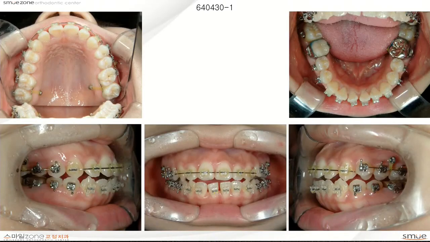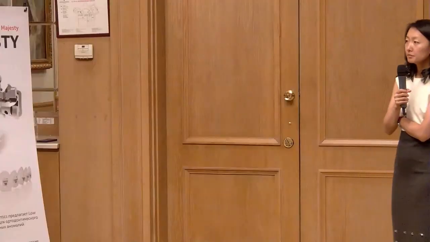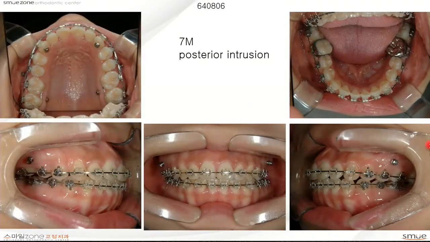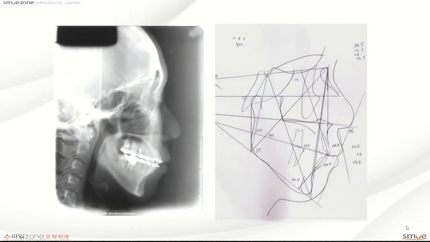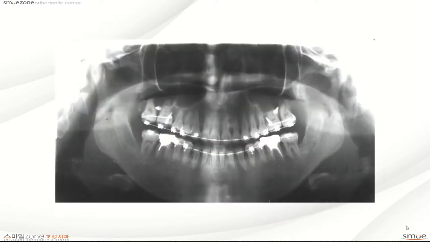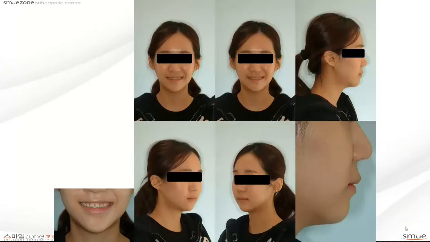So the intrusion is going on. Происходит интрузия. And after that, I tried to retract. После этого была ретракция. After 7 months of the intrusion, you can get X-rays like this. Через несколько месяцев после начала интрузии мы увидели вот такой результат. But suddenly her profile changed a little bit.